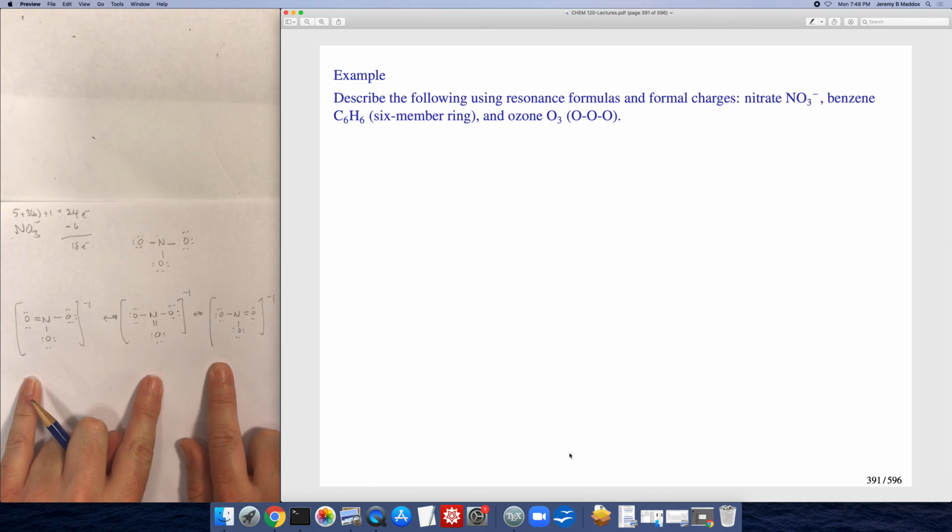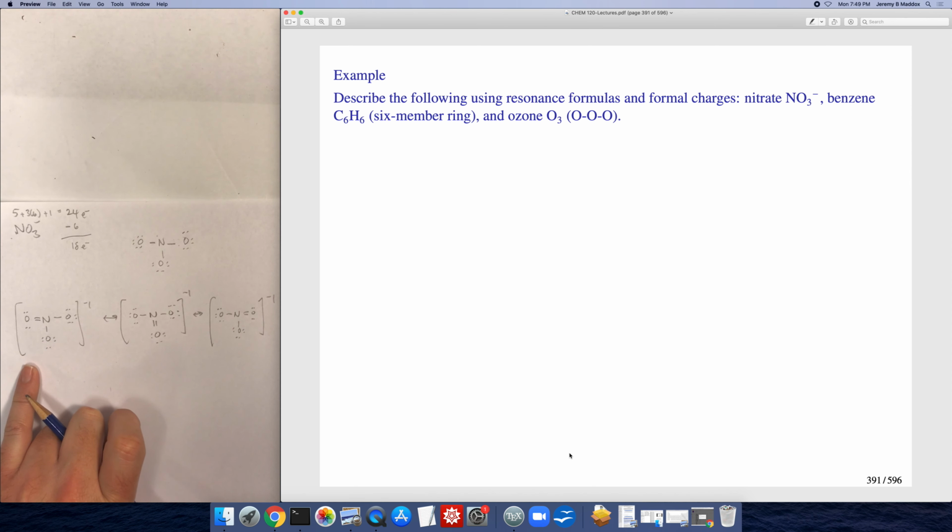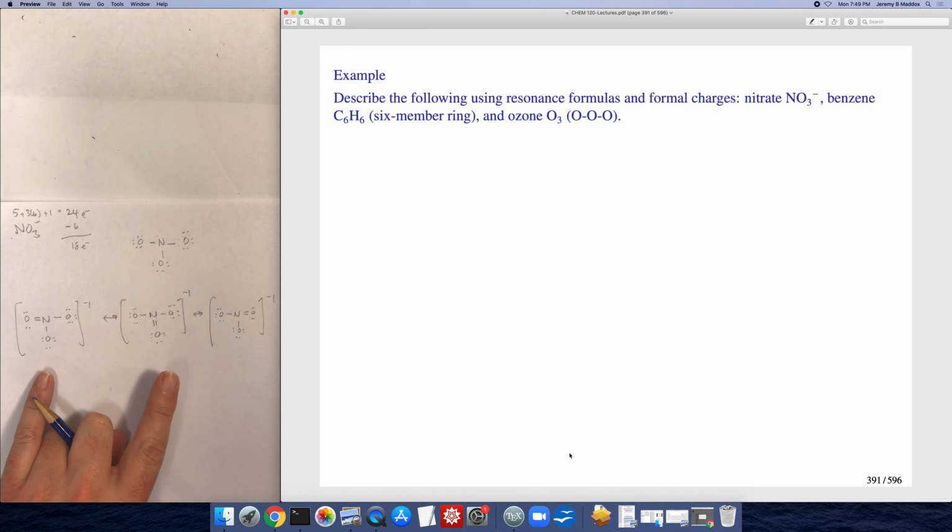So nitrate isn't one of these structures. It's the average of all three. So you don't have one double bond and 2 single bonds. What you really have is all 3 nitrogen-oxygen bonds are in between a single and a double bond. We call these the resonance structures.